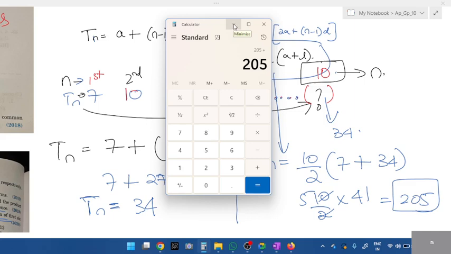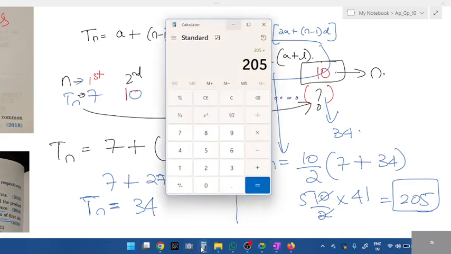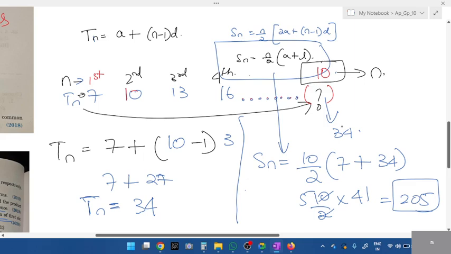Okay, somewhere I missed out a number, students. You should get 205. We got that. Okay, you add up to 34. You should get 205. Is this clear? All of you understood?